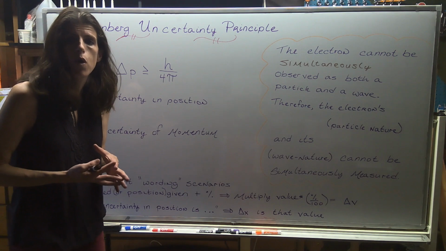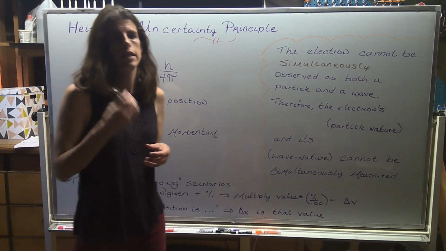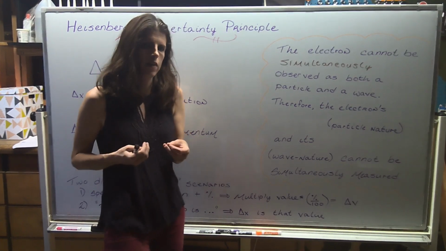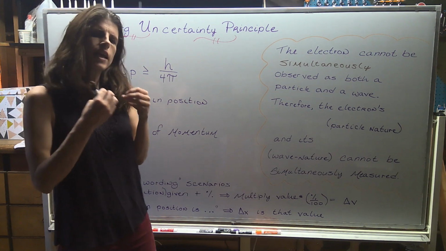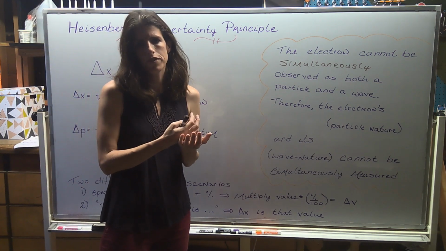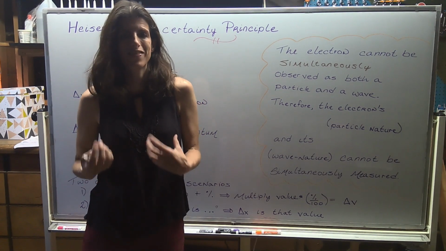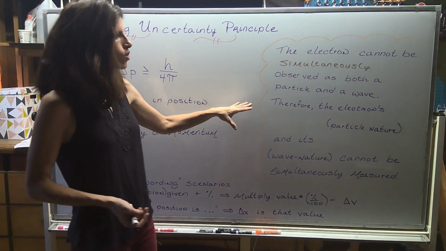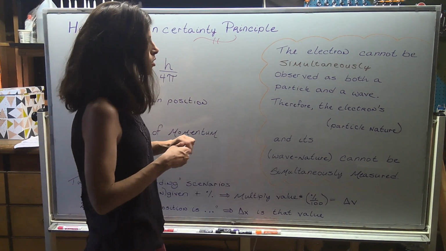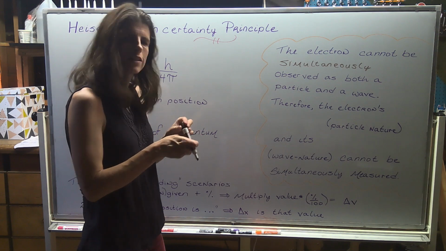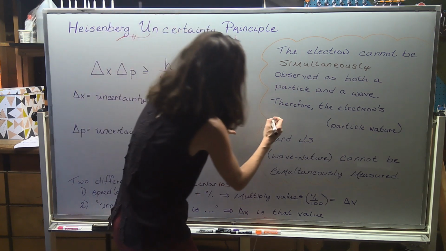So Heisenberg proposed that even though an electron exhibits wave-particle duality, we can't observe both its wave nature and particle nature at the same time. So what do we associate with the particle nature? Well, that would be the electron's position.